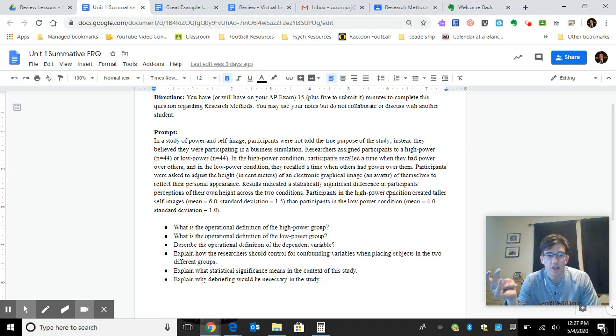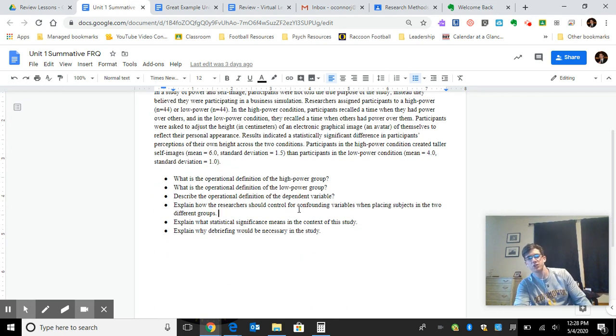So the prompt: in a study of power and self-image, participants were told the true purpose of the study. So we got a little deception, and then it goes into the description there. So you're going to provide operational definitions. So remember, a specific statement. And when you are putting that specific statement in, go back and take the exact wording from the prompt. So you have operational definitions for the high power group, low power group, and then the dependent variable.